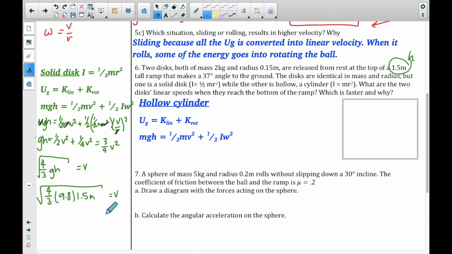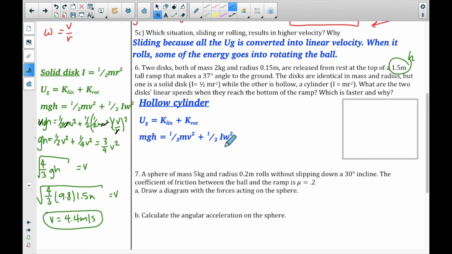So I'm going to plug this into my calculator, take the square root, and I get my velocity from there. And so I get 4.4 meters per second. That's my linear velocity for the solid disk. I'm going to go through the same process for my cylinder. That is, I have my mgh, I have my 1/2 mv squared.